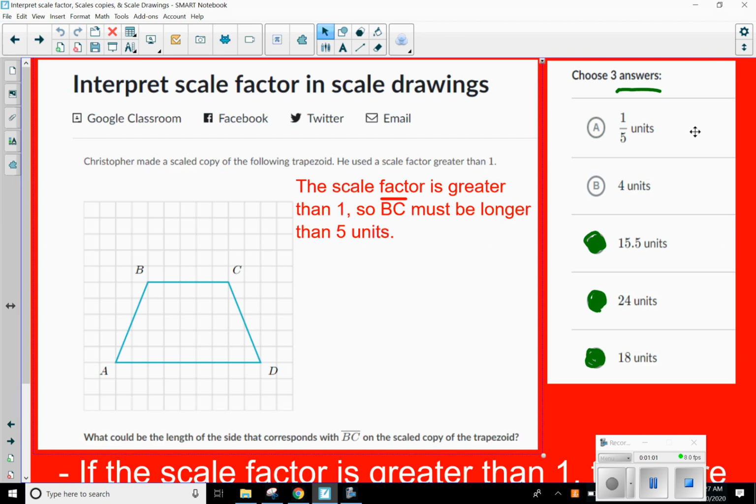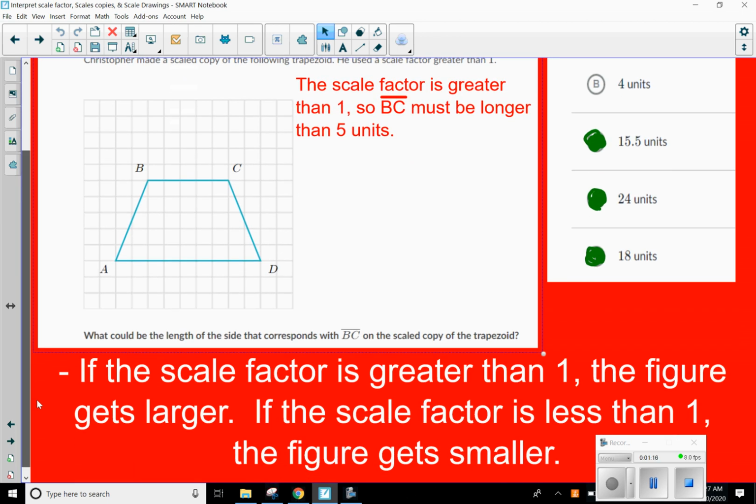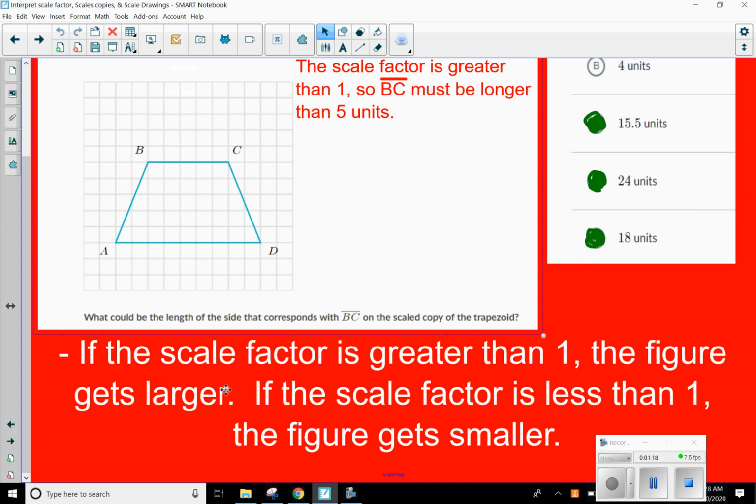So taking a look at our answer choices, obviously 1/5 wouldn't work and 4 wouldn't work. But if you look at the bottom 3 answer choices, those are all bigger than 5 units. Therefore, those could be the 3 possible answers. And then you'll notice I just put a note here. If the scale factor is greater than 1, the figure gets larger. If the scale factor is less than 1, the figure gets smaller.